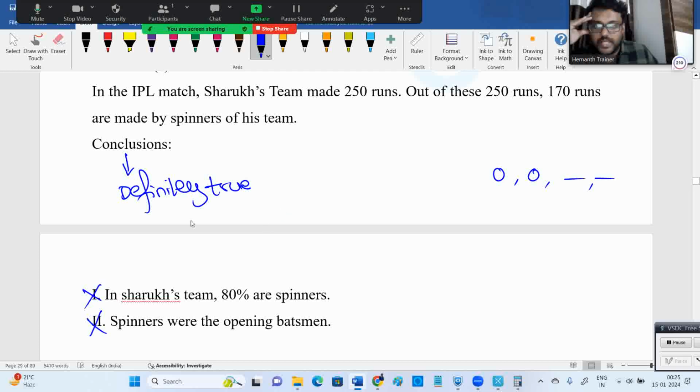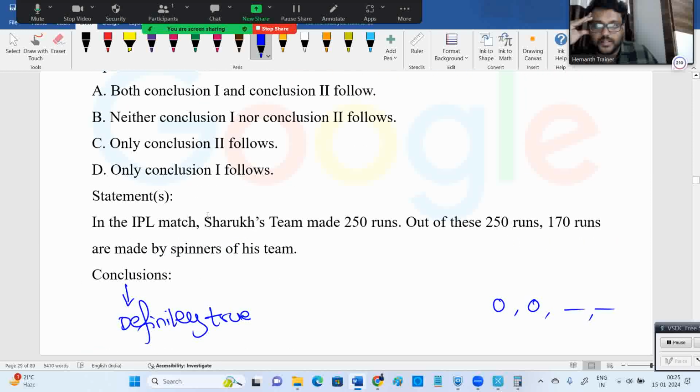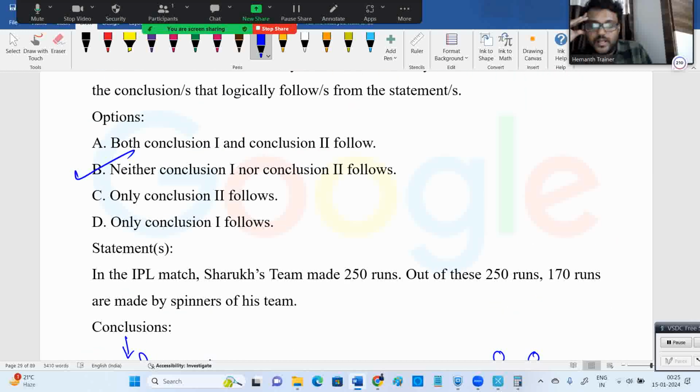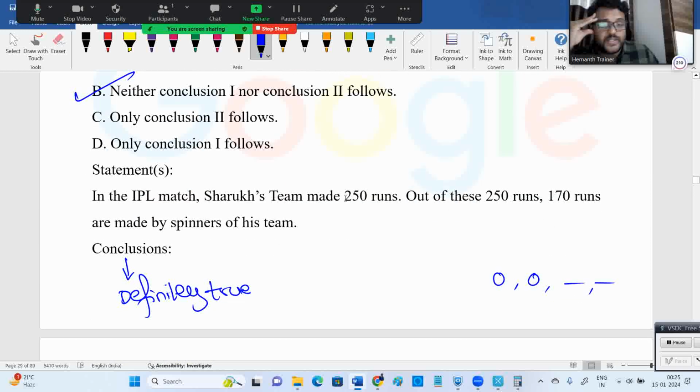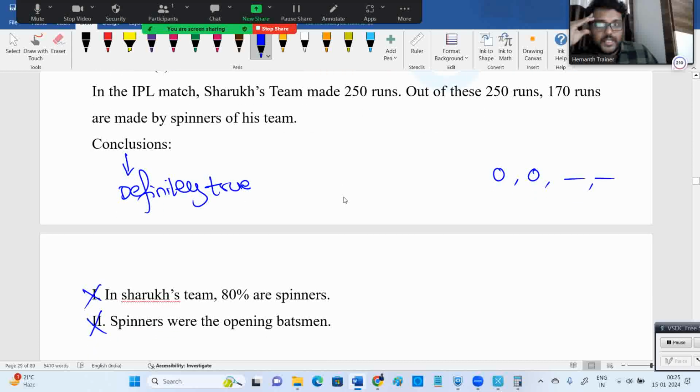So we can say neither of the conclusions. Here, neither conclusion one nor conclusion two. Definitely true is the one you have to mention. If I can say, okay, out of 250 runs, one batsman scored 170, so that batsman is the highest scorer, that is correct. Out of 250, 170 scored by one person means that person is the highest scorer in that team. That I can say, but this I cannot decide.